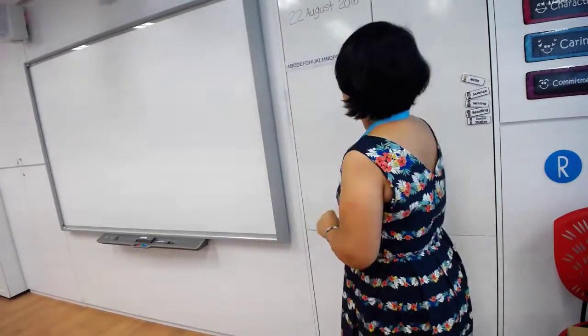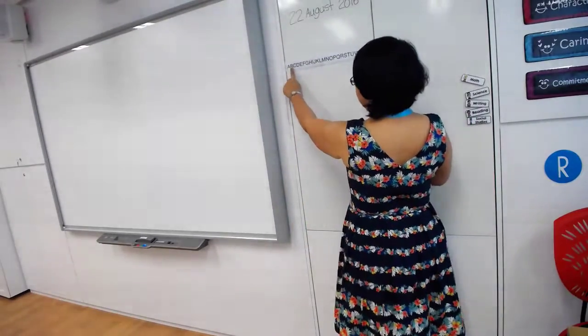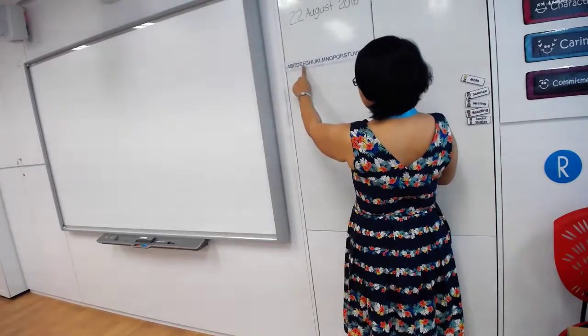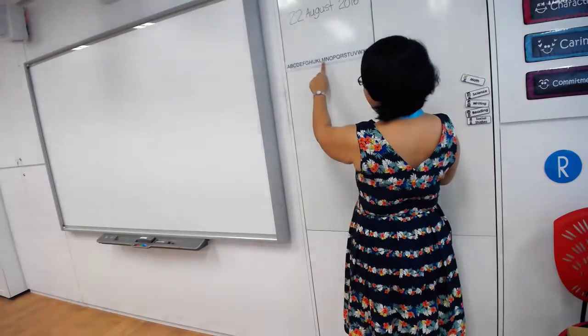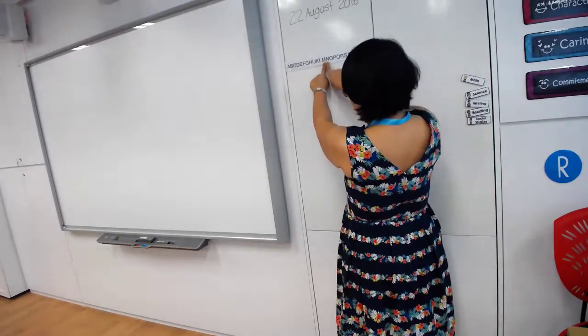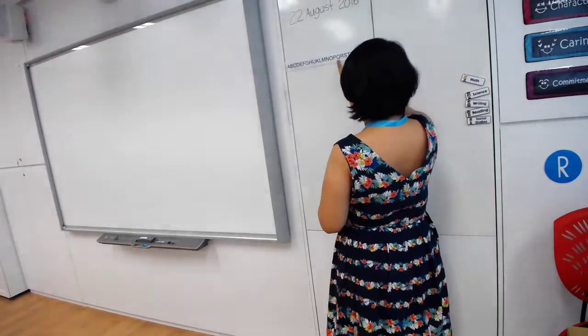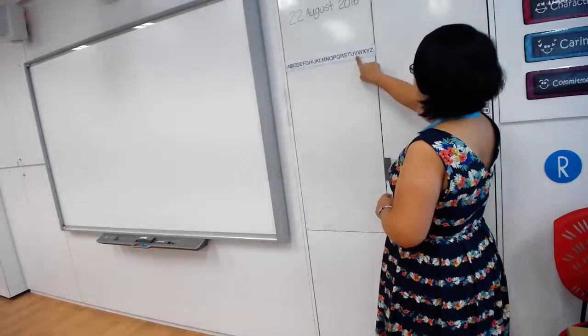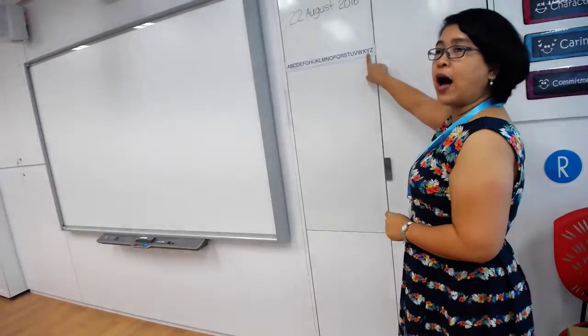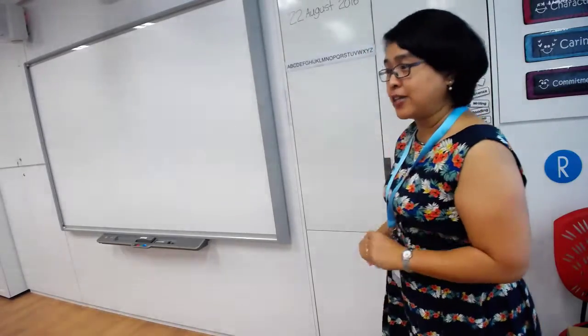Look at me. A, B, C, D, E, F, G, H, I, J, K, L, M. N, O, P, Q, R, S, T, U, V, W, X, Y, Z. I'm going to let you have a turn.